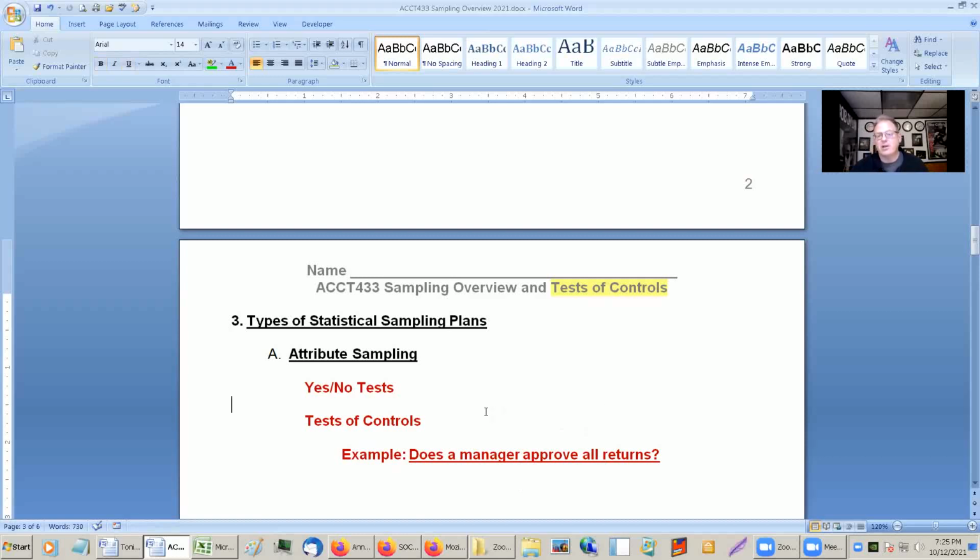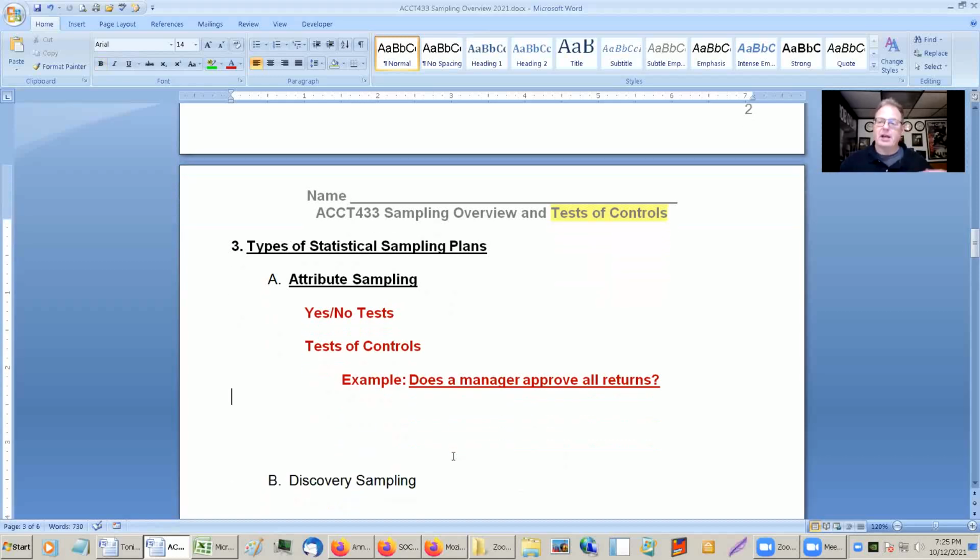So these are yes/no tests. They're kind of like flipping a coin, heads or tails, but we usually use them in the yes/no context. Does the manager approve all returns? Yes or no? So you'll look at a bunch of returns and see which ones were approved. If there were any that were not approved, that's a no, that's an exception.